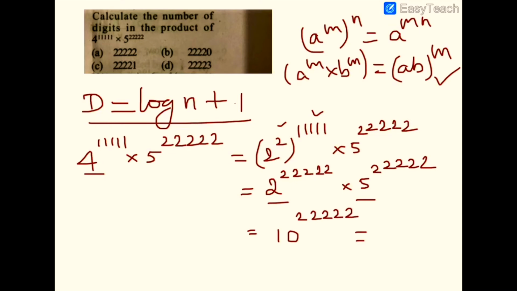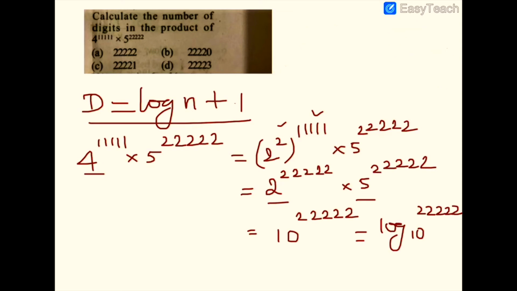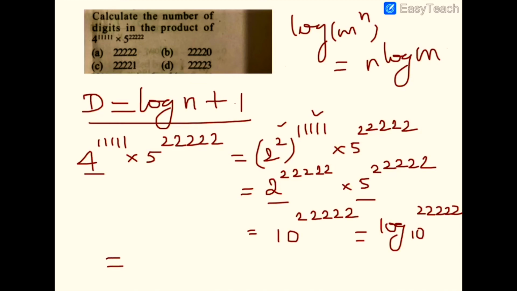Now take log. So log 10 power 2222. Now again we know that log m power n we can write as n log m. So we can rewrite this as 2222 log 10, which is equal to, since the log 10 value is 1, 2222.